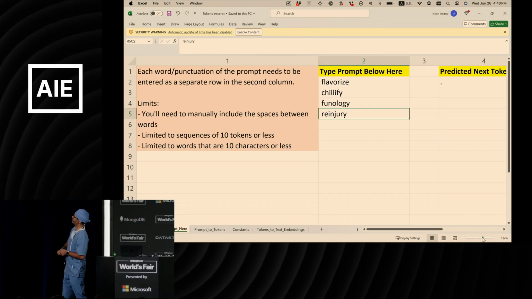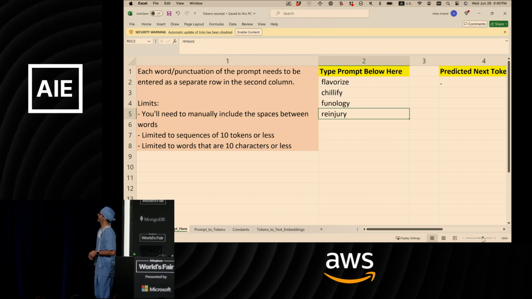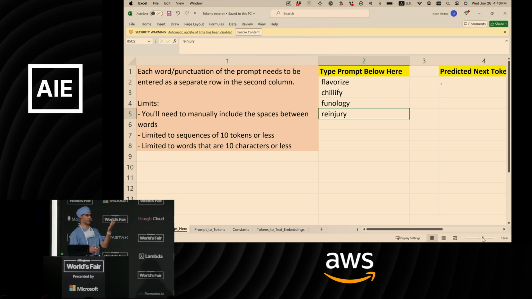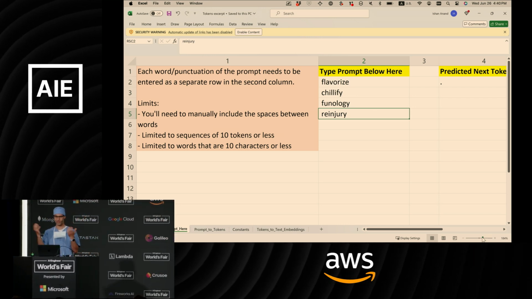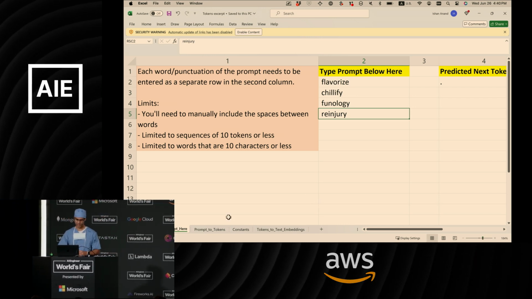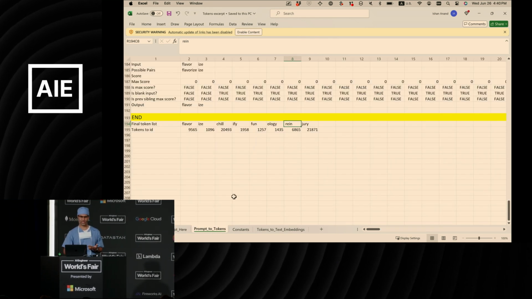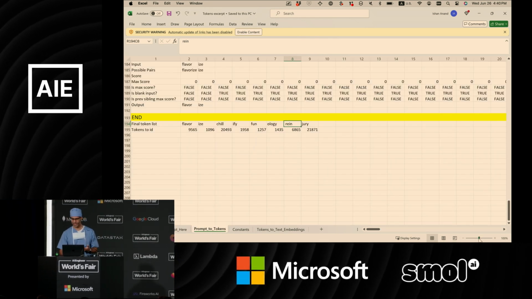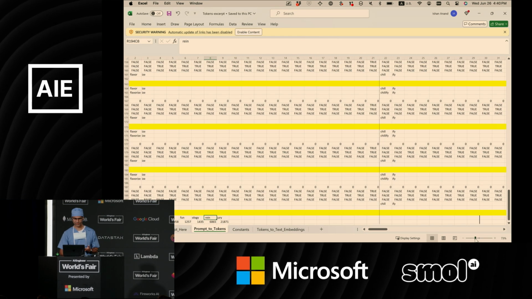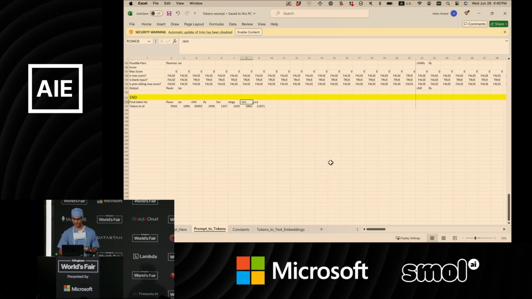Re-injury is a real word, but funology isn't a real word. But you know what it means, right? Because it's the word fun with ology put together. Those are the morphemes, as linguists like to call them. And the tokenization algorithm actually is able to recognize that in some cases. Whoa, there we go. Right there.